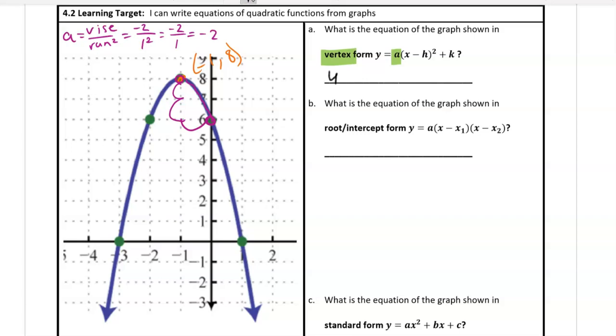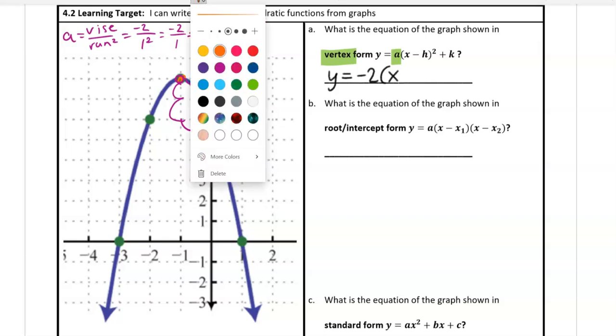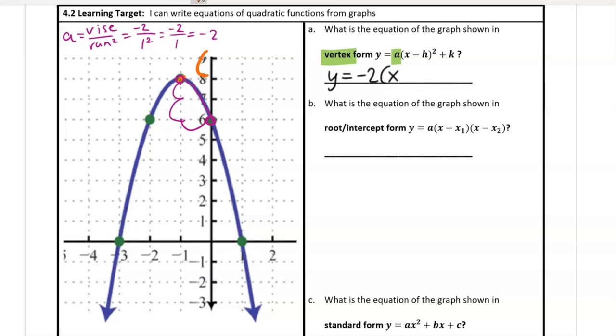So we will say y = -2(x... Now the h, when we write the vertex, let me write this vertex. When we write the vertex, these points are h and k.